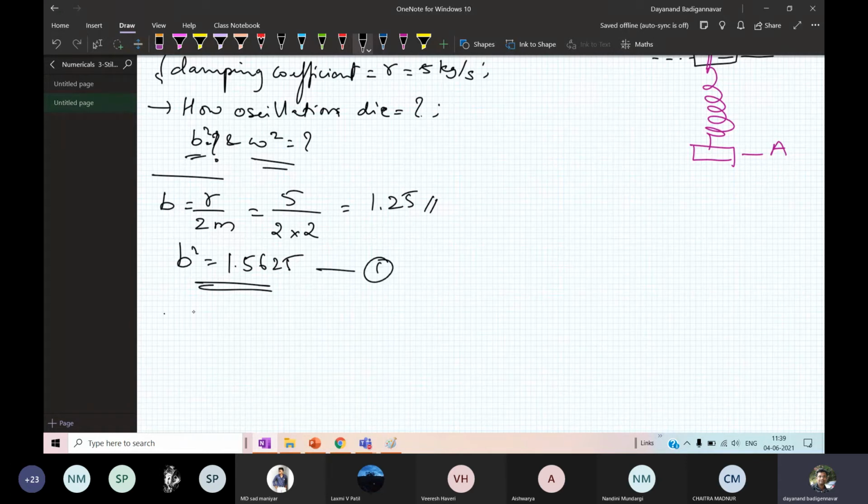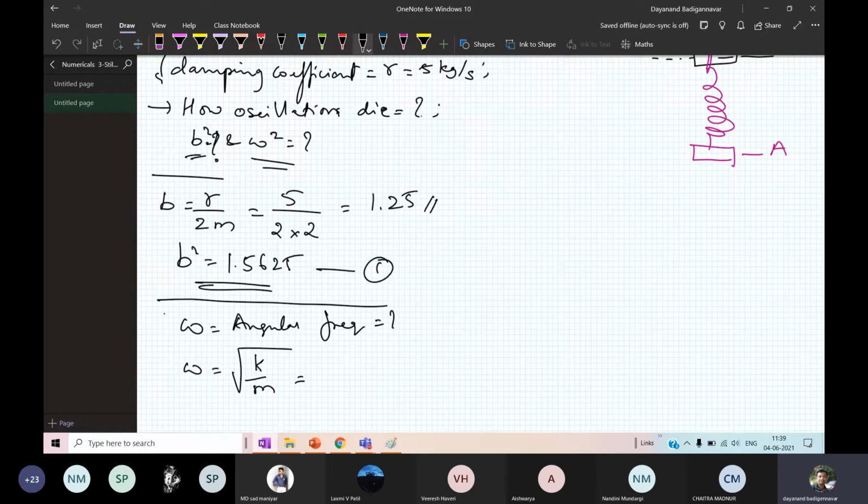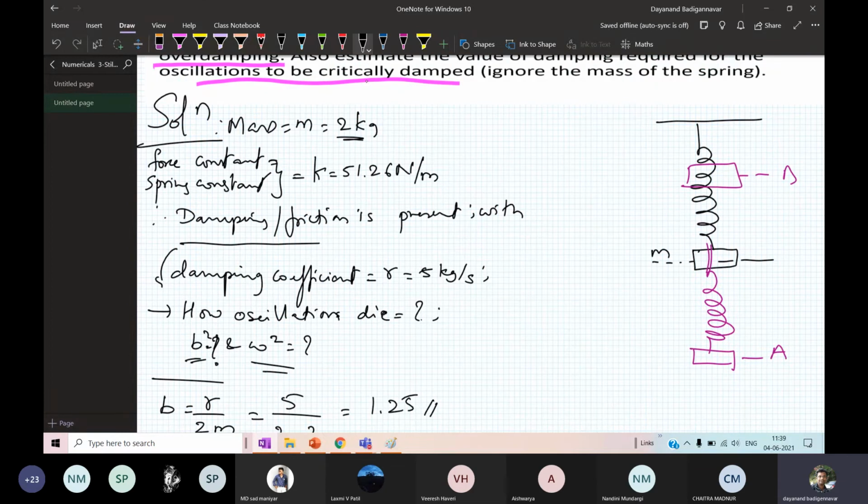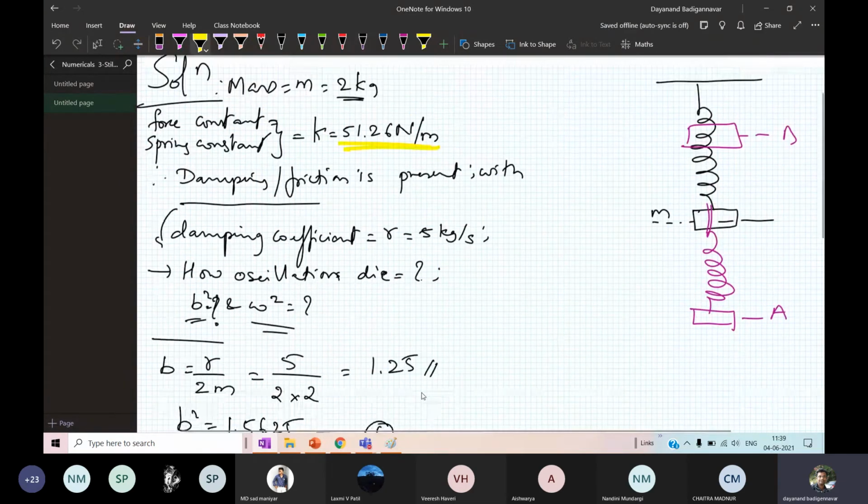Second one is evaluation of omega, the angular frequency. Omega is the angular frequency. It is not given, so you have to find it. Therefore, omega is equal to root of K by M. K is substituted. What is the value of K? It's given here, K is 51.26.